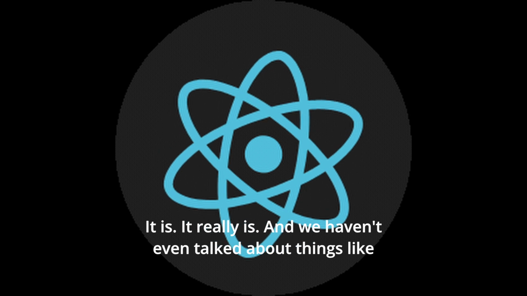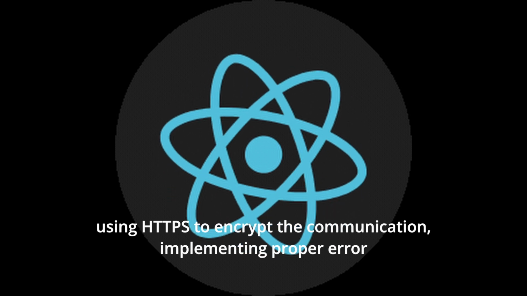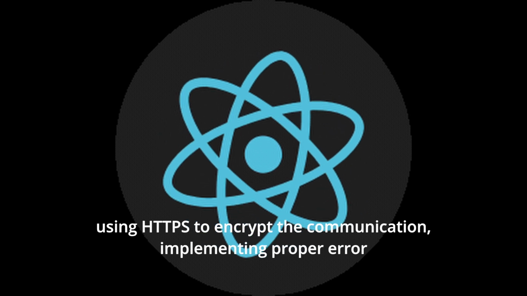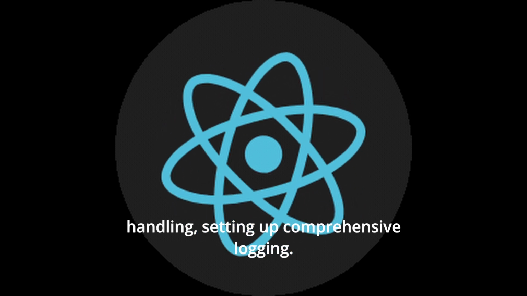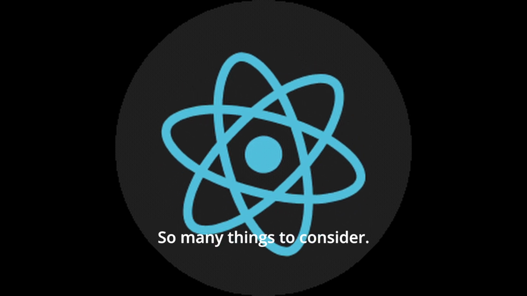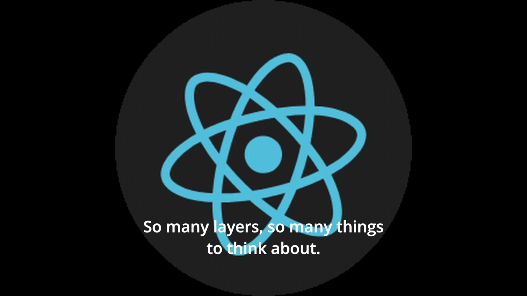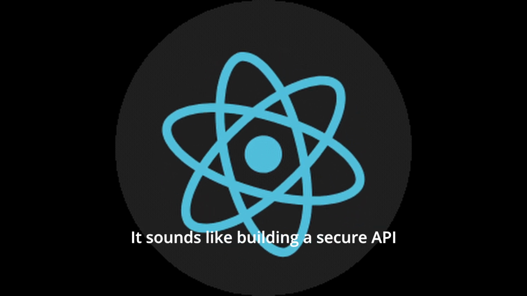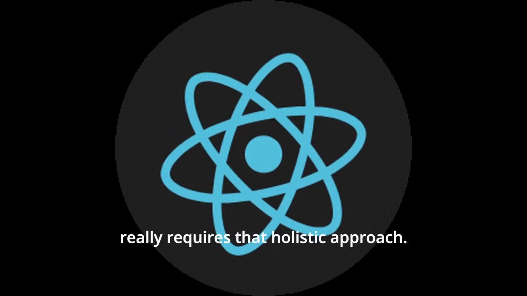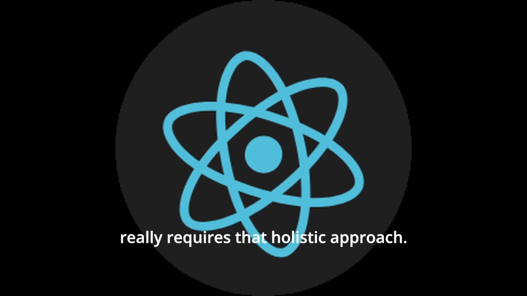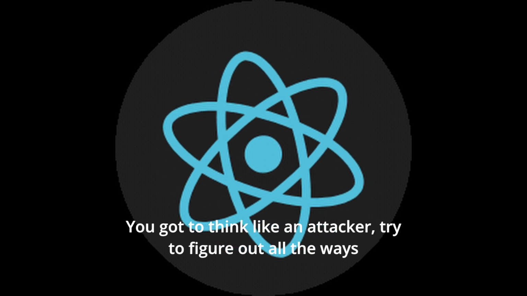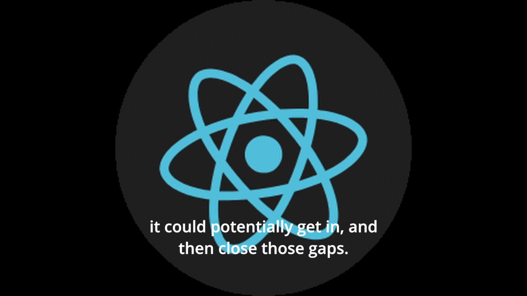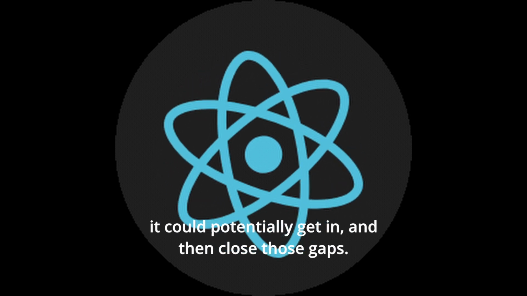And we haven't even talked about things like using HTTPS to encrypt the communication, implementing proper error handling, setting up comprehensive logging. So many things to consider. So many layers. It sounds like building a secure API really requires that holistic approach. It does. You got to think about all those different angles. You got to think like an attacker, try to figure out all the ways they could potentially get in, and then close those gaps.